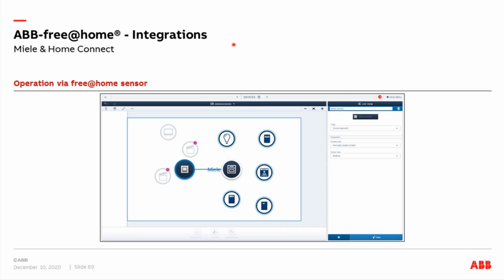Now we can link the devices, so we can link them with sensors to activate the main function of the home appliances. All home appliances have one main function. For example, for the coffee machine, the preheating function is maybe the main function. This can be linked and controlled with free@home. Not all functions of the smart home appliances are integrated into free@home, only really the main function of the device, like preheating, like status information. These functions are forwarded to free@home.